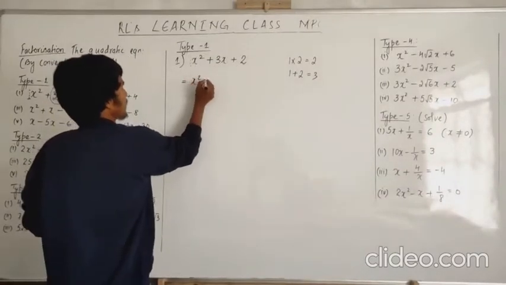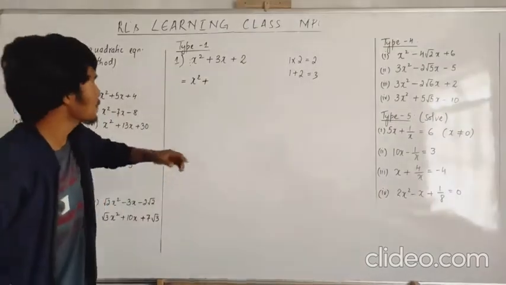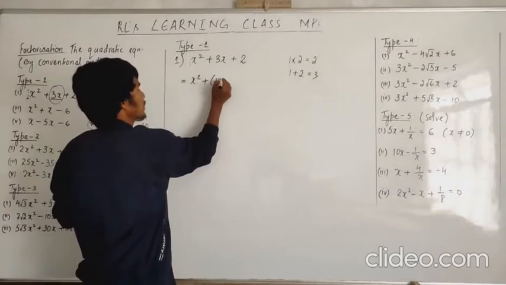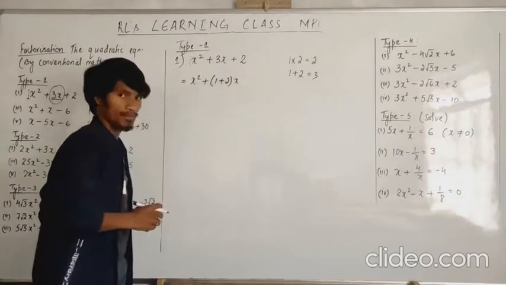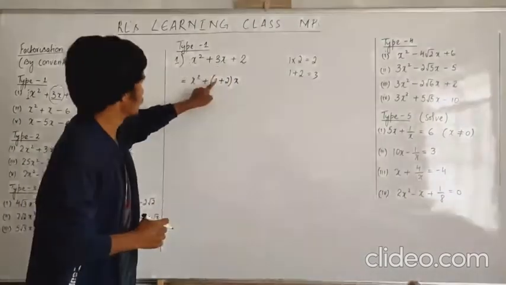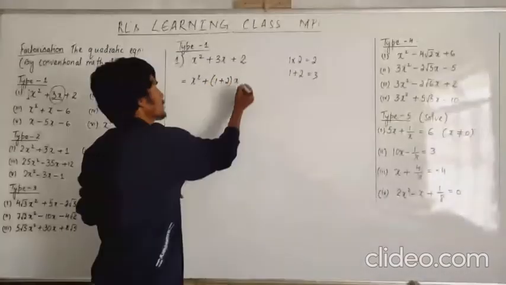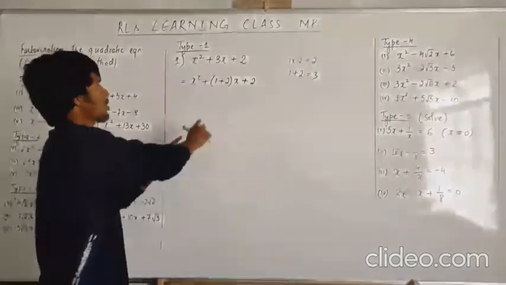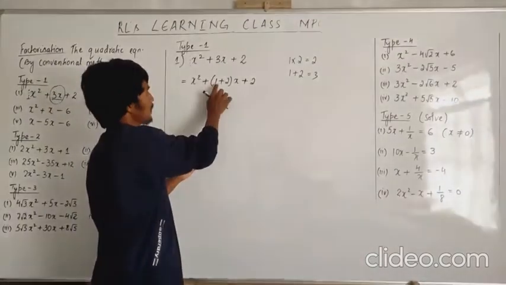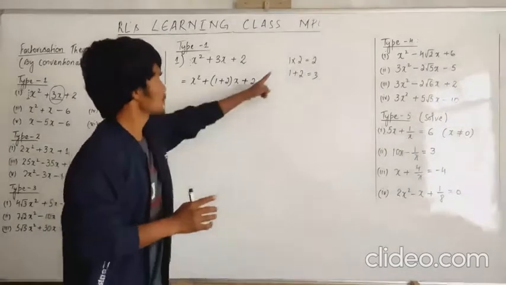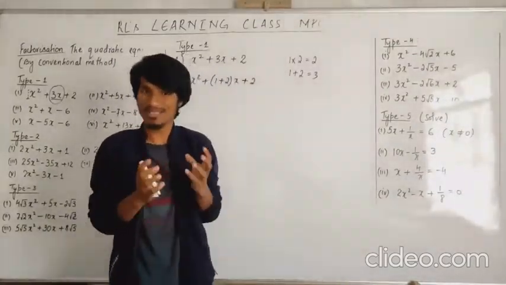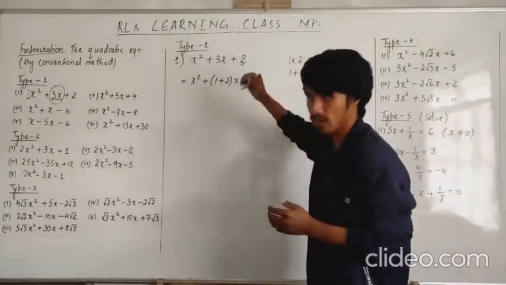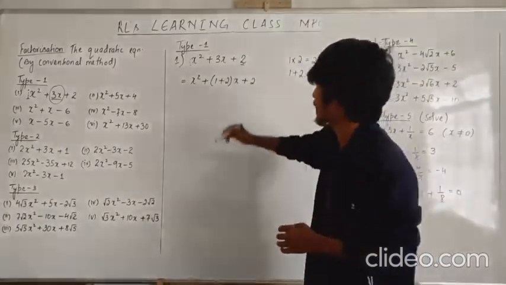Okay, and here x squared plus. Now we have to split the middle term. We split it by 1 plus 2. You can put here 1 plus 2x. Now 1 plus 2, 3. Then 1 into 2, 2. Then plus 2. Now this is the first step. We have to search for numbers which, when we multiply, give 2, and when we add or subtract, give 3.